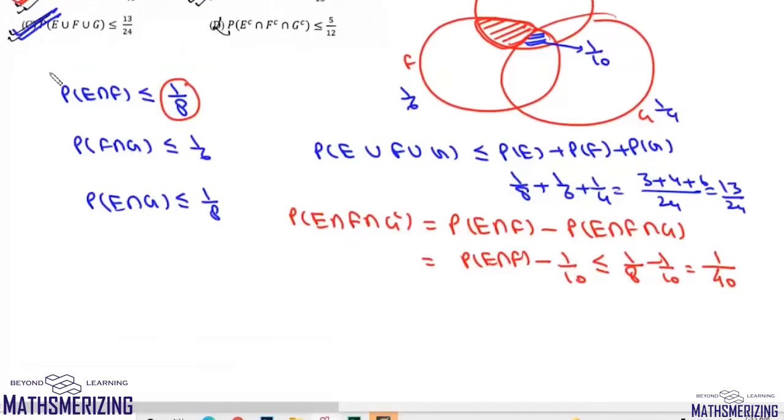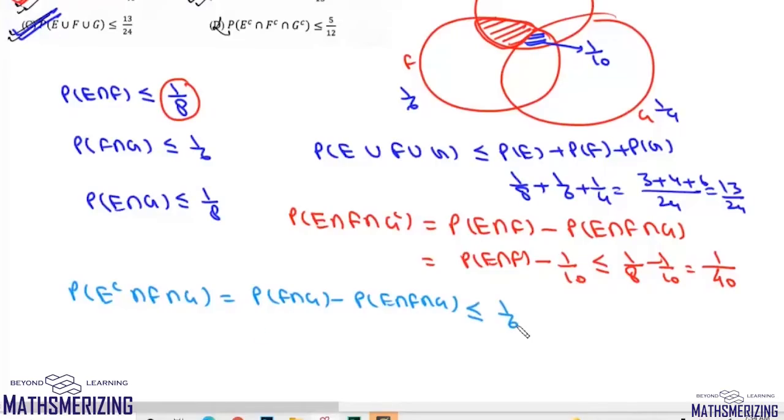Now we look at this option B. Option B is probability of E complement intersection F intersection G. Now it will again be probability of F intersection G minus probability of E intersection F intersection G. Now maximum value of F intersection G is 1 by 6. So it will always be less than or equal to 1 by 6 minus, and this intersection is 1 by 10. So it will be 4 by 60, which is 1 by 15. So that means this option B is also correct.